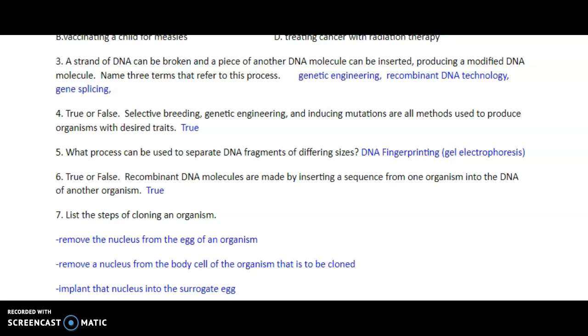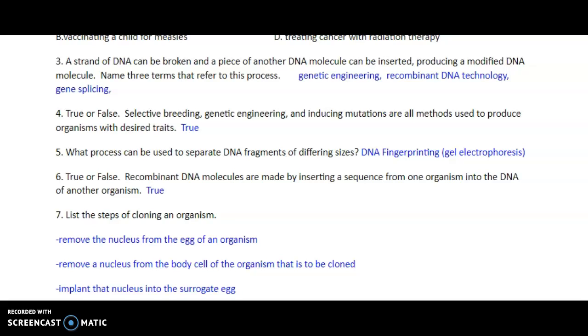Number 5, what process can be used to separate DNA fragments of different sizes? DNA fingerprinting is that term, or gel electrophoresis. They refer to the same thing, cutting the DNA into different size pieces and then running them using electricity through the gel and then looking at those banding patterns. That's DNA fingerprinting or gel electrophoresis.